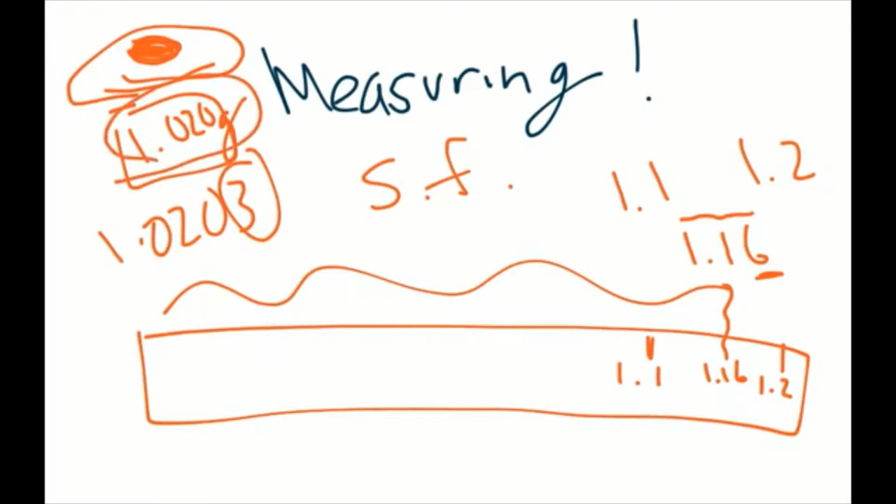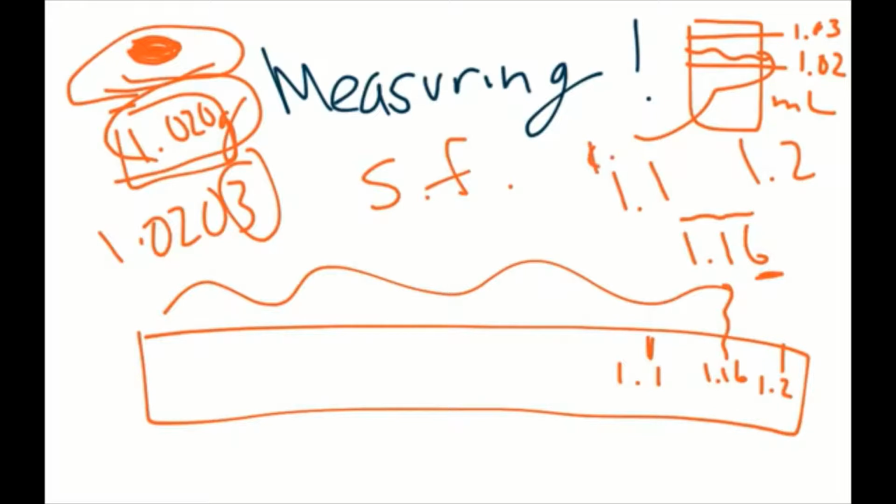Now, what about if you were reading off a mark on a volume, let's say, and the volume was in between 1.02 and 1.03 milliliters? Based on your judgment, you could say it's maybe 1.023 milliliters, and that would be absolutely okay because you added an extra sig fig within the realm of reason.